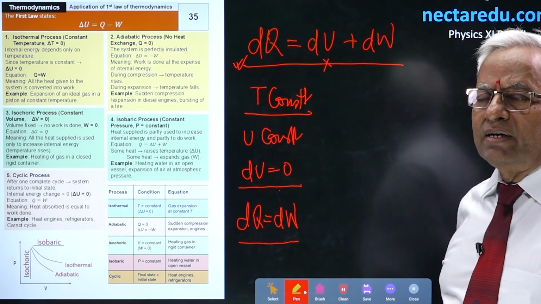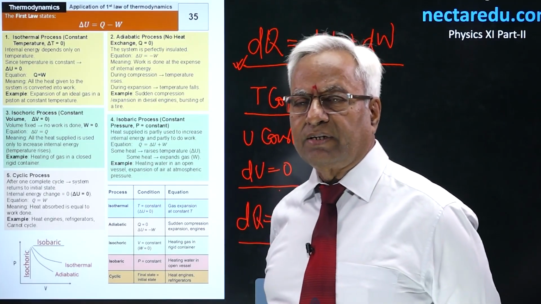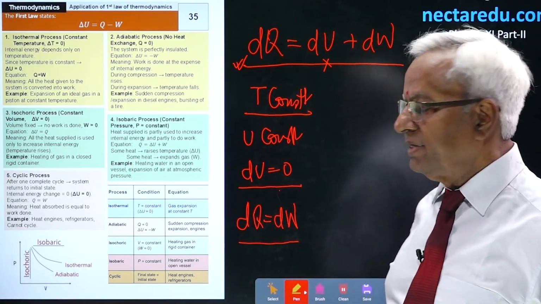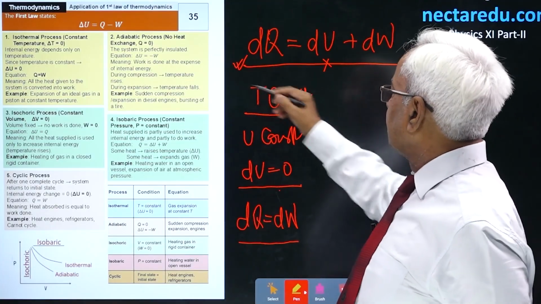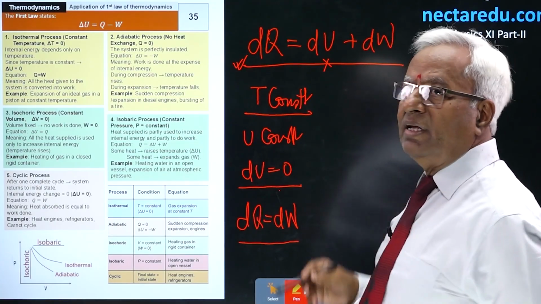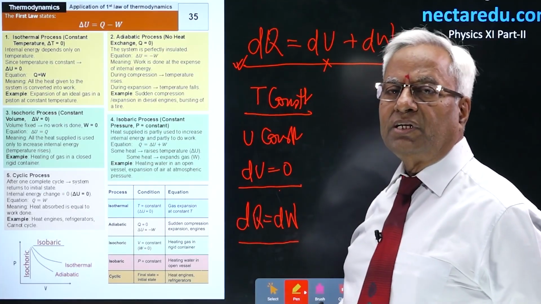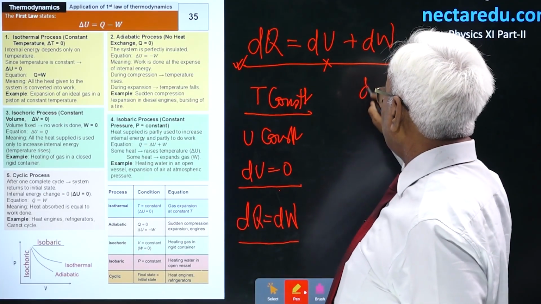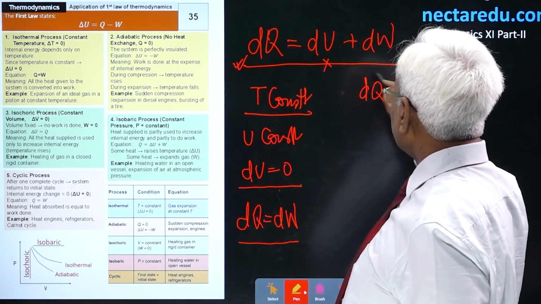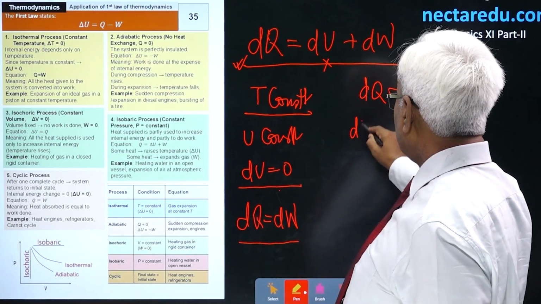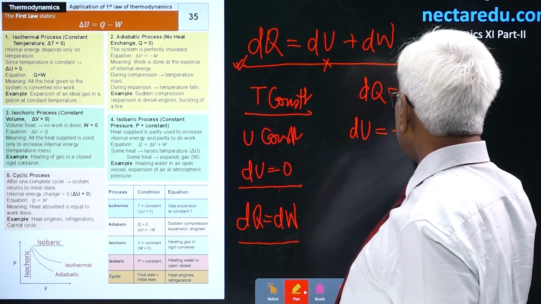If we adopt the process of expansion of gas at constant temperature, it's going to be an example of this type. Second is adiabatic process. Adiabatic stands for no transfer of heat. If there is no transfer of heat, that is dQ equal to 0, what remains is dU, that is equal to minus dW.